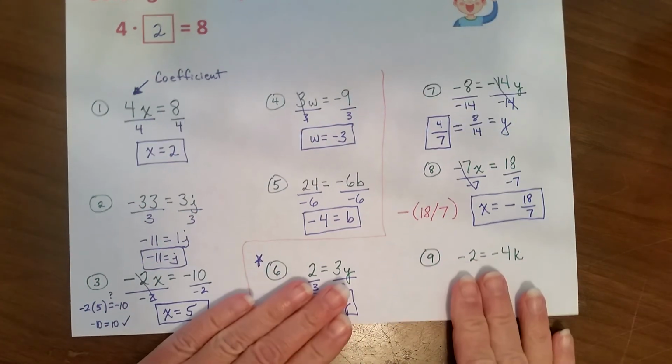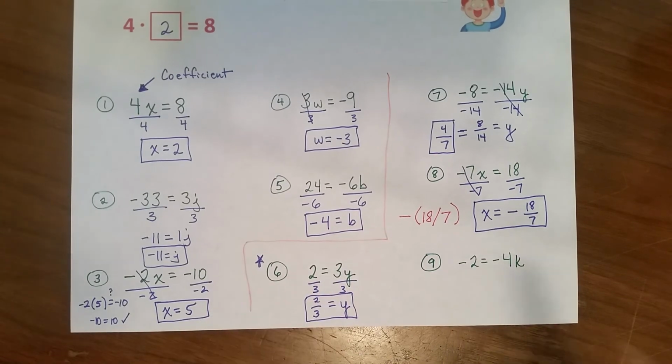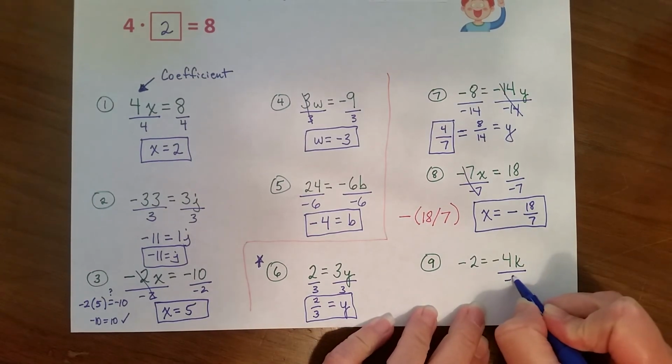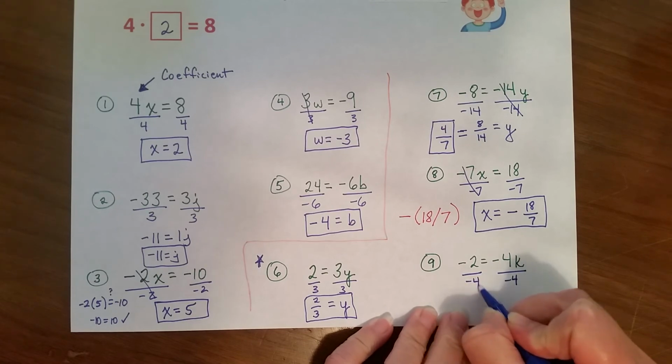Okay, this last one that we're going to do. A lot of people look at that and they immediately want to say it's 2. It's not 2. Look closer. What do I have to divide both sides by? Do I divide both sides by -2 or do I divide by -4? Okay, good. If you said -4, you are right because you always divide by the coefficient with the variable. So I have to divide by -4.